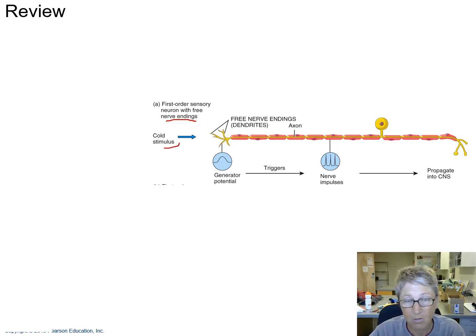In this cartoon, there's a cold stimulus, and this whole cartoon would be a sensory afferent neuron. Here are the free nerve endings. I don't like that they call it nerve endings, but these are the dendrites of the sensory afferent neuron. Here's the cell body, and here's the axon terminal of the sensory afferent neuron that would terminate in the spinal cord.